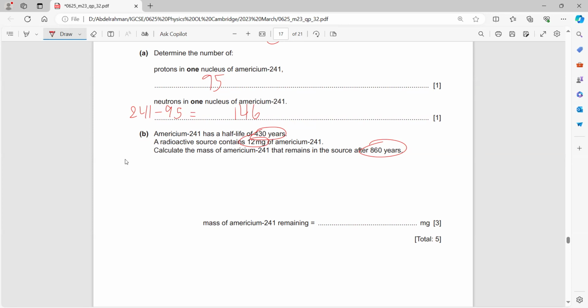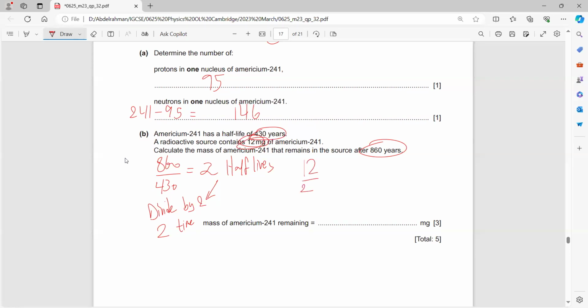What should I do? Initially, I have to divide the time by the half-life. Divide by 430. This will give me 2 half-lives. What do I mean by 2 half-lives? Divide by 2. How many times? 2 times. Divide by 2, 2 times. What will I divide by 2? The initial mass.